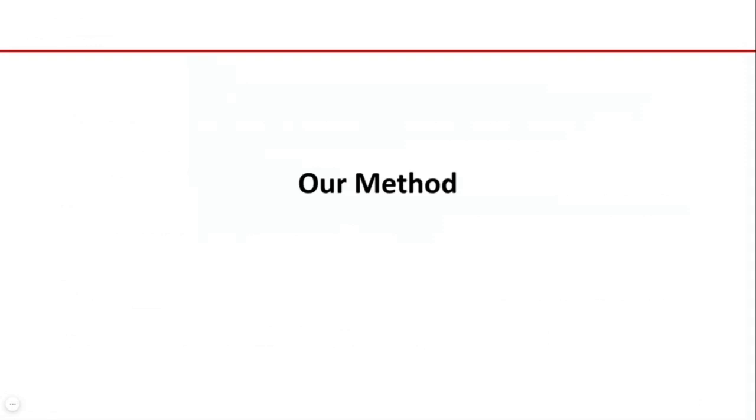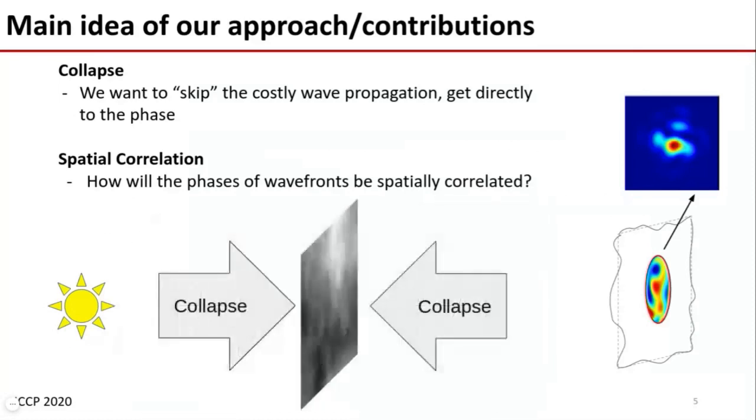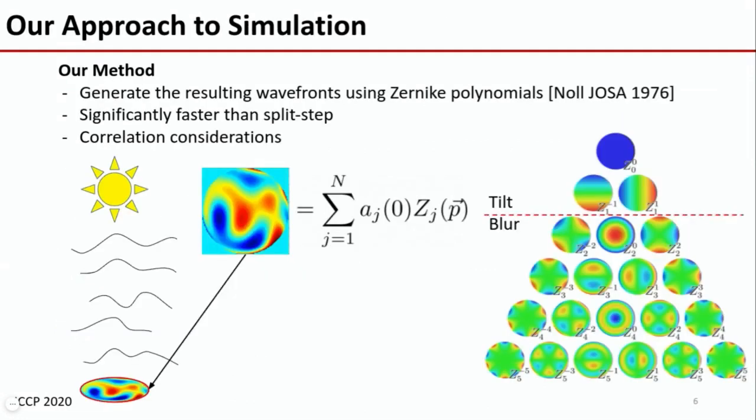Now onto our method. For our approach, we like to collapse the phase screens using the thin screen model and get directly to the phase in order to avoid the Fourier transforms. Doing away with the phase screens, however, leaves us with a bit of difficulty in evaluating their spatial correlation. We use a set of basis functions known as the Zernike polynomials, as suggested by Knoll in 1976, to represent the random wavefronts. Knoll derives the statistics for the coefficients from a single point source as a function of turbulence parameters.